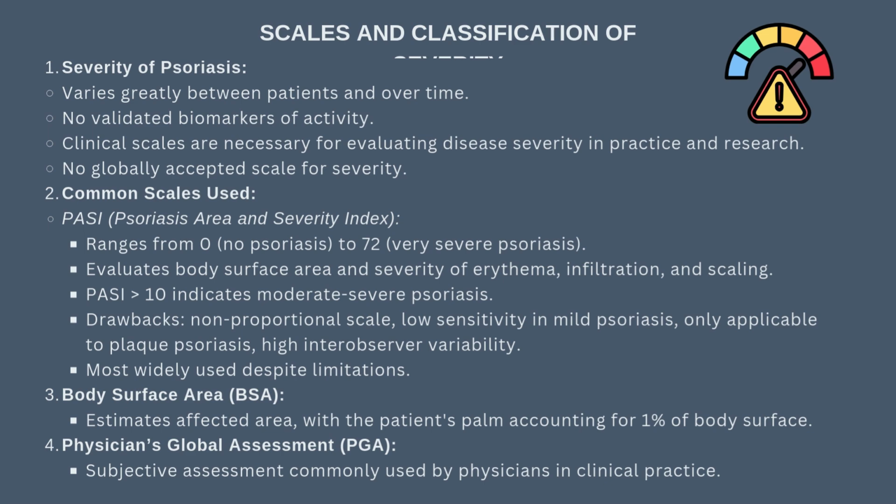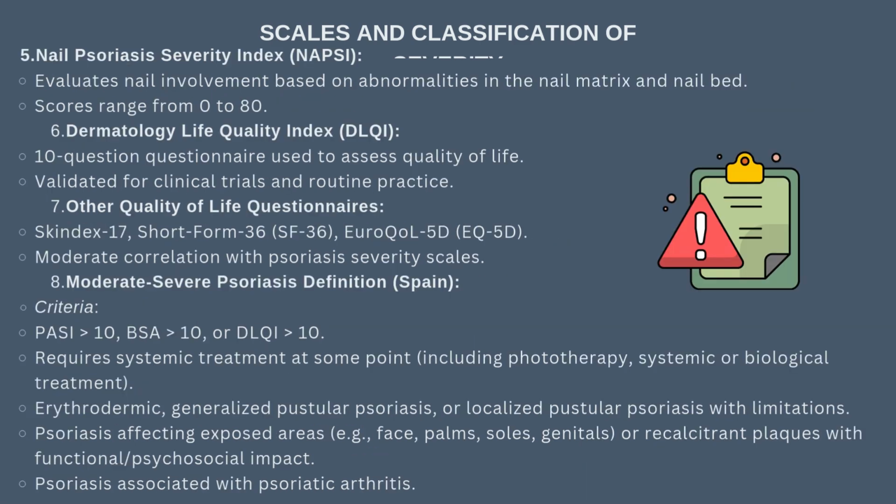Body surface area, BSA, estimates affected area, with the patient's palm accounting for 1% of body surface. Physician's global assessment, PGA, is a subjective assessment commonly used by physicians in clinical practice. Nail Psoriasis Severity Index, NAPSI, evaluates nail involvement based on abnormalities in the nail matrix and nail bed. Scores range from 0 to 80.